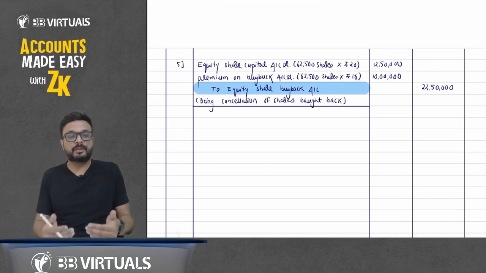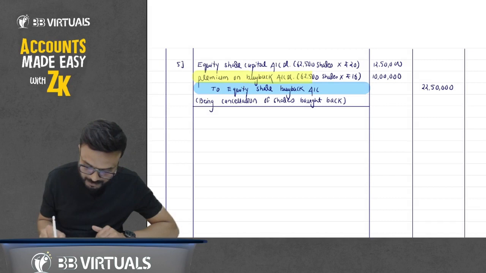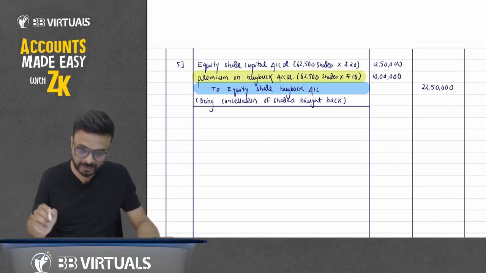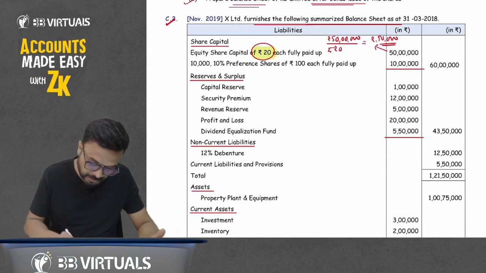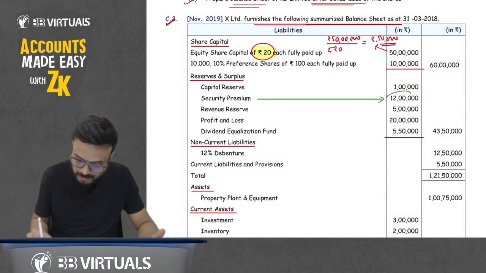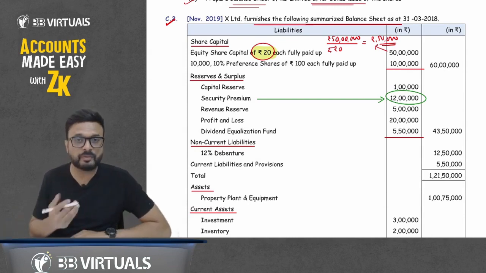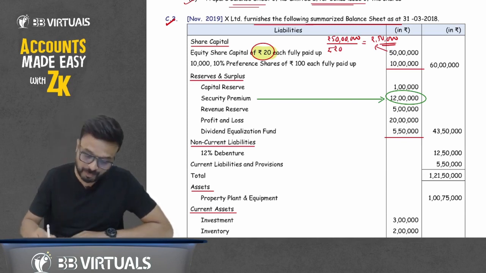Now, how much premium have we paid at the time of buyback? The premium on buyback is 10 lakh rupees. So we will write it off against securities premium. You can see in the balance sheet that we have a balance of 12 lakh rupees in securities premium. We want to write off only 10 lakh rupees, that is, the premium on buyback.